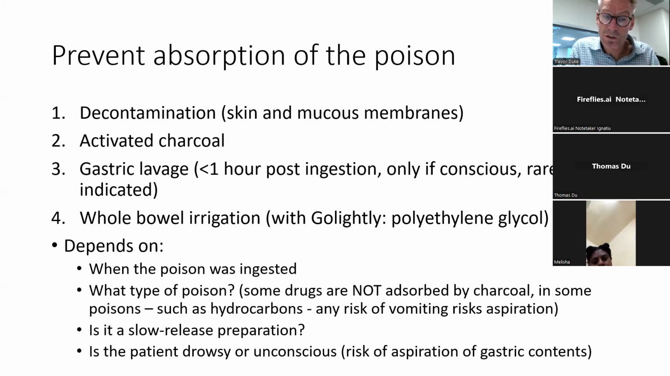But what you use depends on, as I say, when the poison was ingested and what type of poison, because some drugs are not absorbed by charcoal, and some should never be. You should never use charcoal or gastric lavage or any of those things for hydrocarbons. If a child's taking kerosene, if there's any risk of vomiting, then there's such a big risk of aspiration in those types of poisons: hydrocarbons, petrol, kerosene, etc. If it's a slow release preparation, then you're more likely to use some sort of product that'll reduce absorption. And as I said, is the patient drowsy or unconscious? Because with some of these ways to reduce absorption of the poison, if the child vomits, then that can be a big risk.